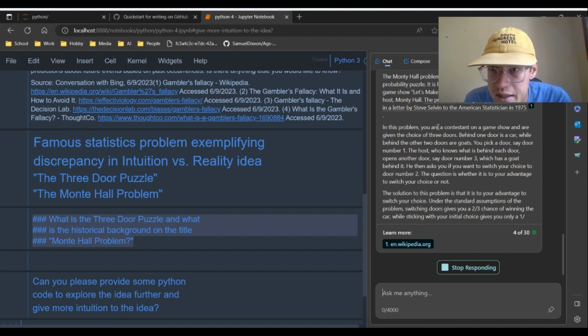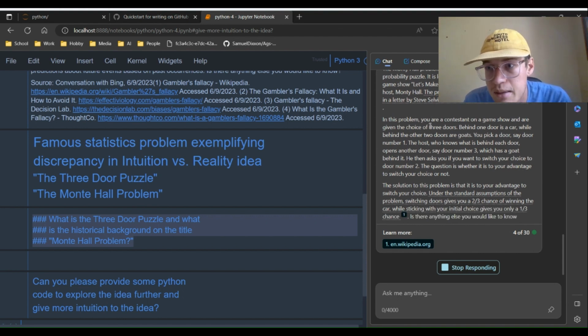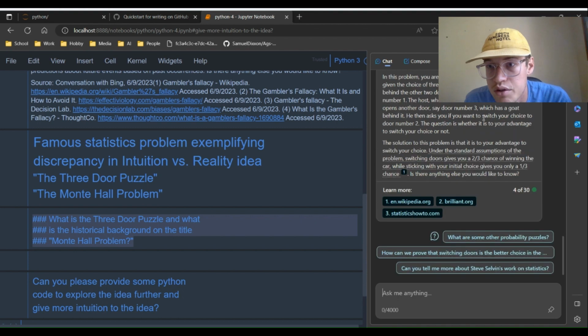In this problem, you are a contestant on a game show and are given the choice of three doors. Behind one door is a car, while behind the other two doors are goats. You pick a door, say door number 1. The host, who knows what is behind each door, opens another door, say door number 3, which has a goat behind it. He then asks if you want to switch your choice to door number 2. The question is whether it is to your advantage to switch your choice or not.